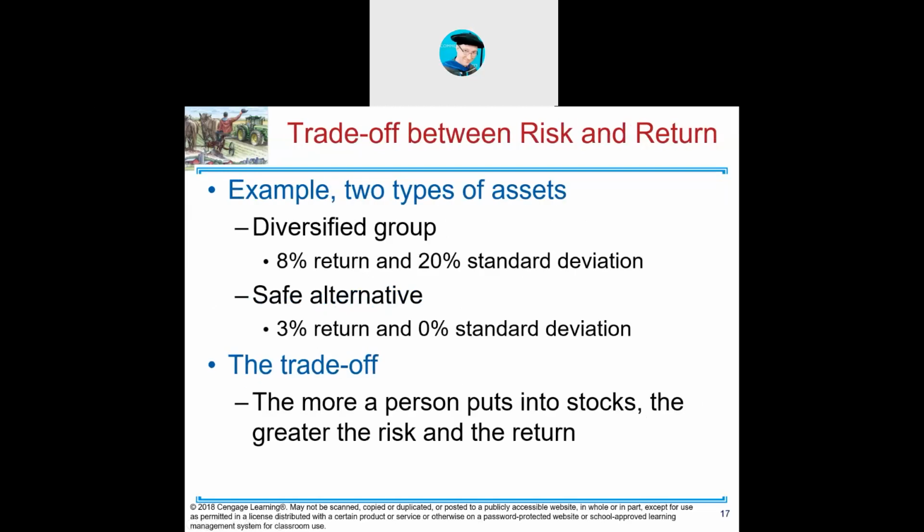That's how life works. There are two types of assets: a diversified group and a safe alternative. Some investments will go up and there's very little risk. Those are certificates of deposit, CDs. That's the only thing that really won't go negative. Might go to zero, but it won't go negative.